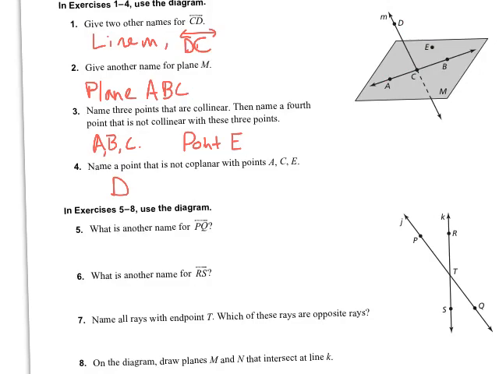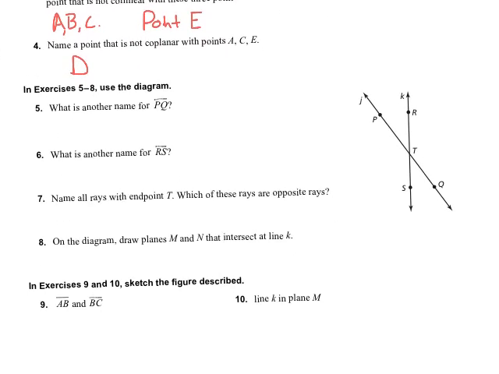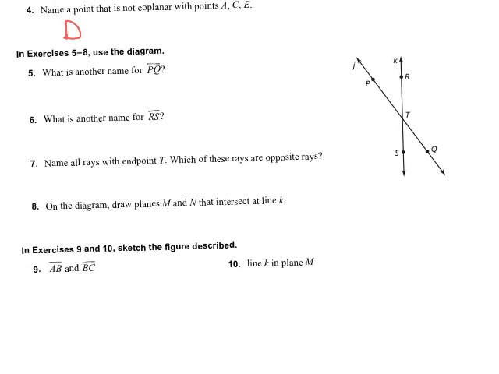Okay. Let's skip down to 7. All the rays with endpoint T. So here is endpoint T, right? So I have TR, I have TS. Those 2 are opposite rays, right? TR and TS. And then I have the other 2, TP and TQ. Those 2 are also opposite rays. Okay? All right, now the big doozy.